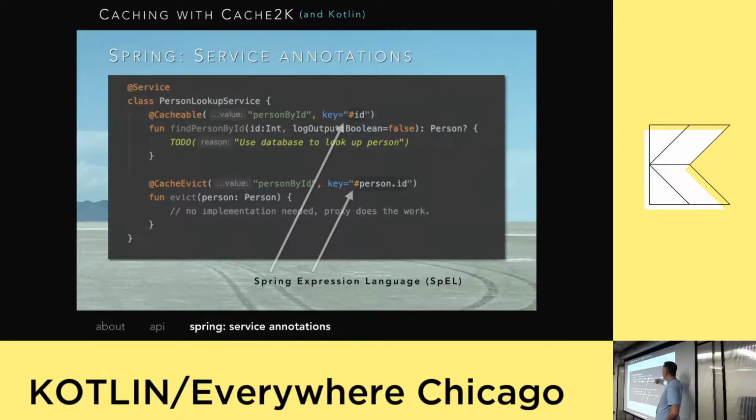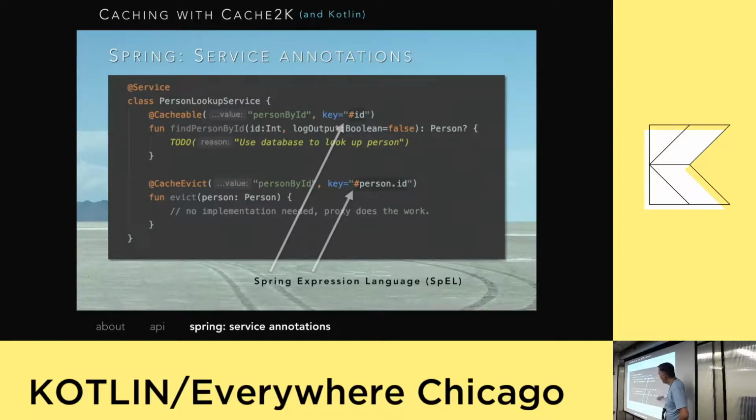So in this example here, I've intentionally broken that by passing in something called log output. Why would you pass a parameter called log output? I don't know. But it's something that's not needed in the key, only the ID is, which is why key equals hash ID says use the ID as the key.